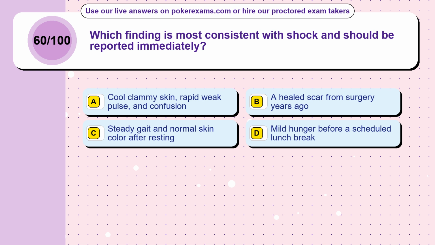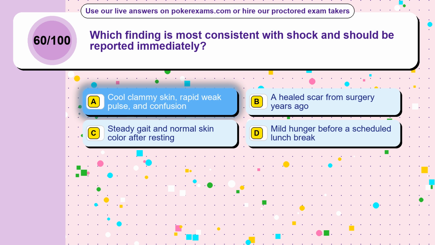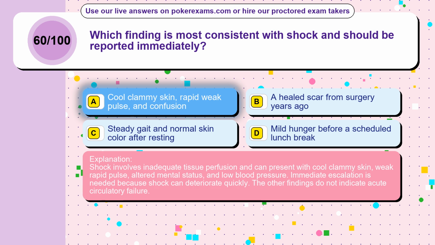Option D. Mild hunger before a scheduled lunch break. The correct answer is option A. Cool clammy skin, rapid weak pulse, and confusion. Shock involves inadequate tissue perfusion and can present with cool clammy skin, weak rapid pulse, altered mental status, and low blood pressure. Immediate escalation is needed because shock can deteriorate quickly. The other findings do not indicate acute circulatory failure.